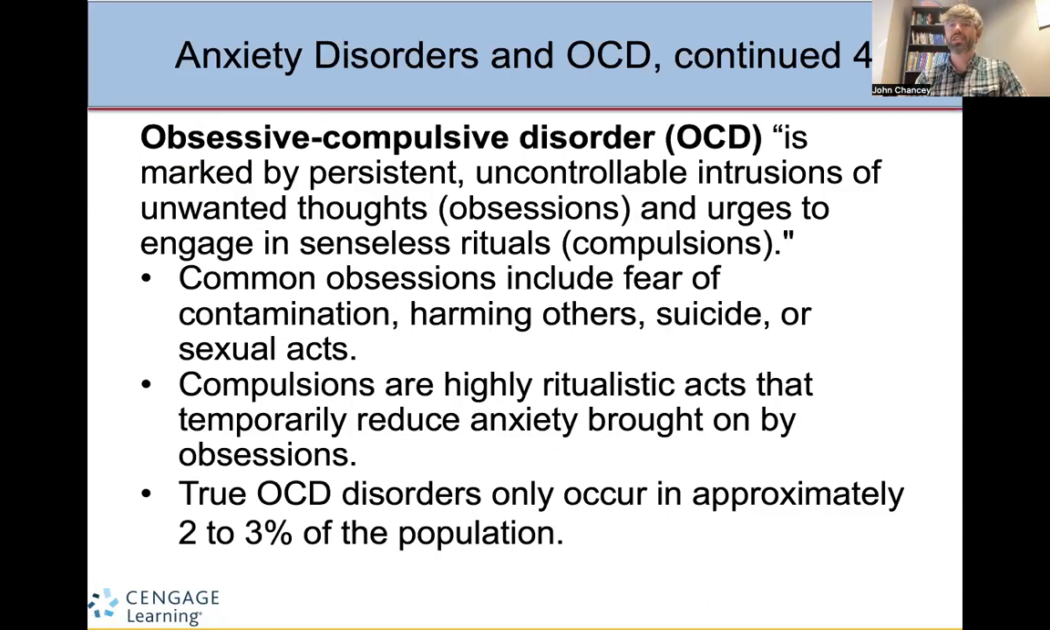Obsessive compulsive disorder in the DSM-4 used to be all under the same umbrella as anxiety disorders, but now it's its own classification. There is still this obviously anxiety component, but now we're talking about persistent unwanted thoughts that we call obsessions. And in order to get rid of those thoughts, individuals will engage in senseless ritualistic behaviors that we call compulsions. So the obsessions are the thoughts, the compulsions are the behavior. Very common obsessions might be fear of contamination, cleanliness, harming others, suicide, sexual acts, things like that. And they engage in these compulsory ritualistic acts in order to reduce the anxiety.